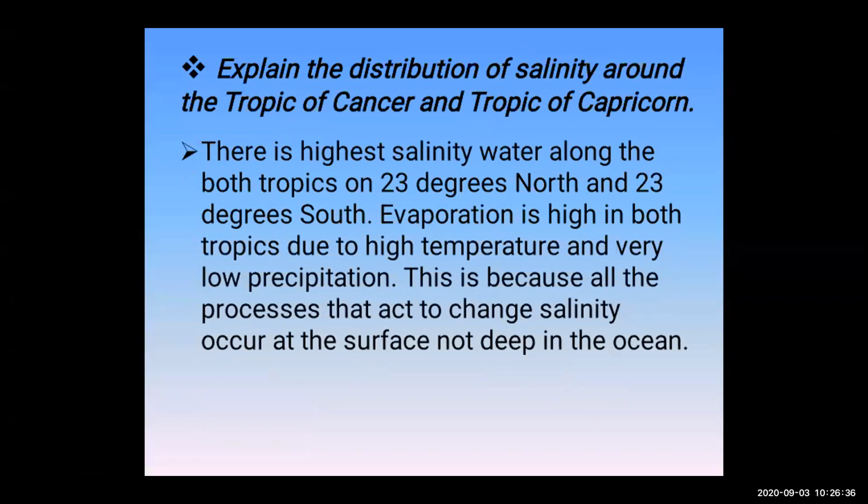There is highest salinity water along both tropics, at 23 degrees north and 23 degrees south. Evaporation is high in both tropics, due to the sun rays, due to high temperature, and very low precipitation. This is because all the processes that act to change salinity occur at the surface, not deep in the ocean.